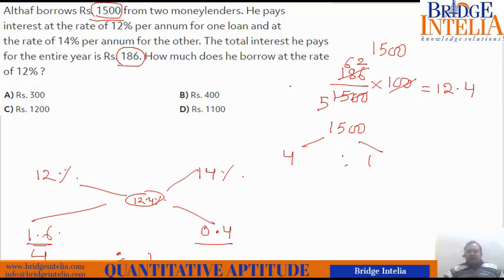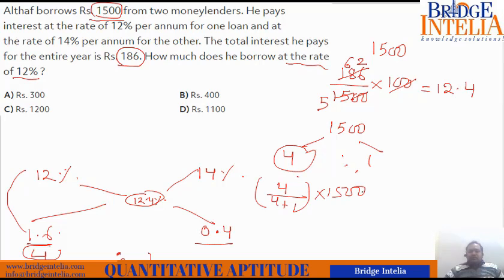Now the question is, how much did he borrow at 12%? This is corresponding to 12%. So he borrowed 4 parts out of 5 parts of 1500. So 4 by 5 into 1500 comes out to be equal to 1200. So first try to find the effective rate and then use this ratio method. Fine, let's move to the next one.